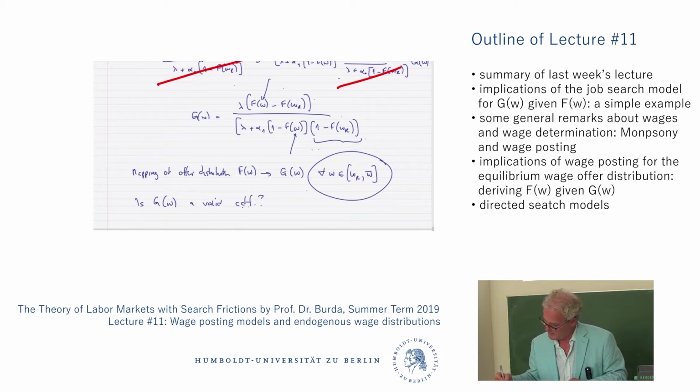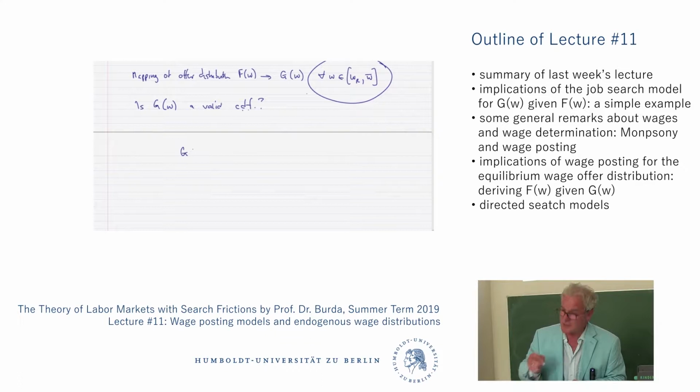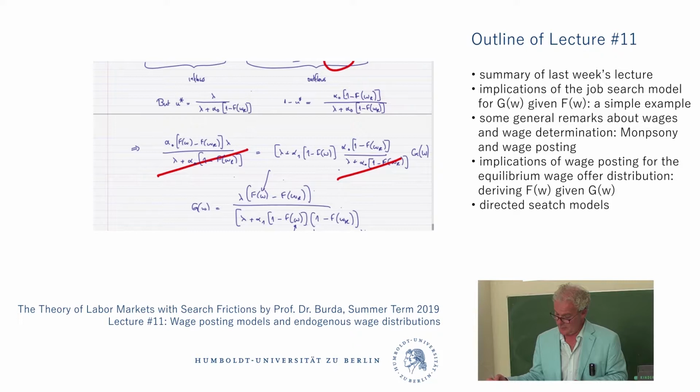Say it again. Right. So what's the bottom of the support? G of WR equals zero, and G of W upper bar equals one. Okay, so we can check. We can just plug it in and see. Hopefully it works. Does it work? No matter what F is, if you put in WR for W, then it works, right? And if you put in W upper bar for that value, it should also work.